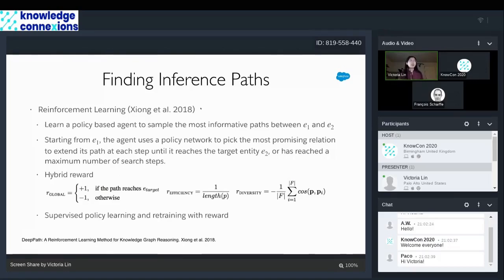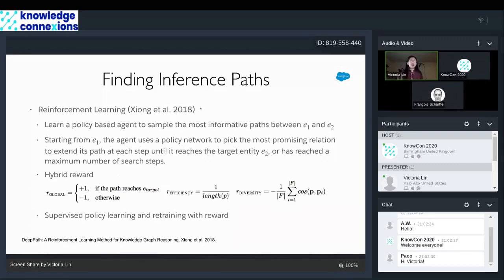Basically, this work learned a policy-based agent to sample the most informative paths between two entities. How it works is it learns a policy network and starts from the source entity. The agent uses the policy network to pick the most promising path extension at each step until it reaches a target entity. And we reward the agent with a hybrid reward defined by the following three terms. One is about search correctness.